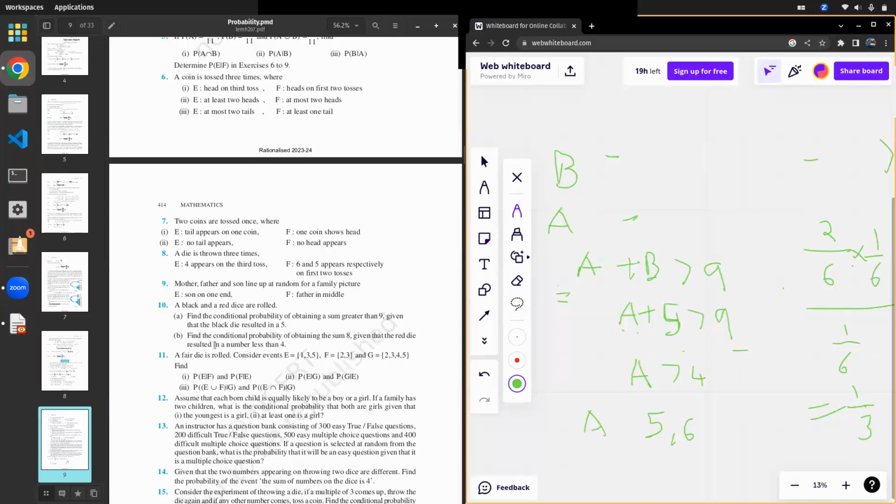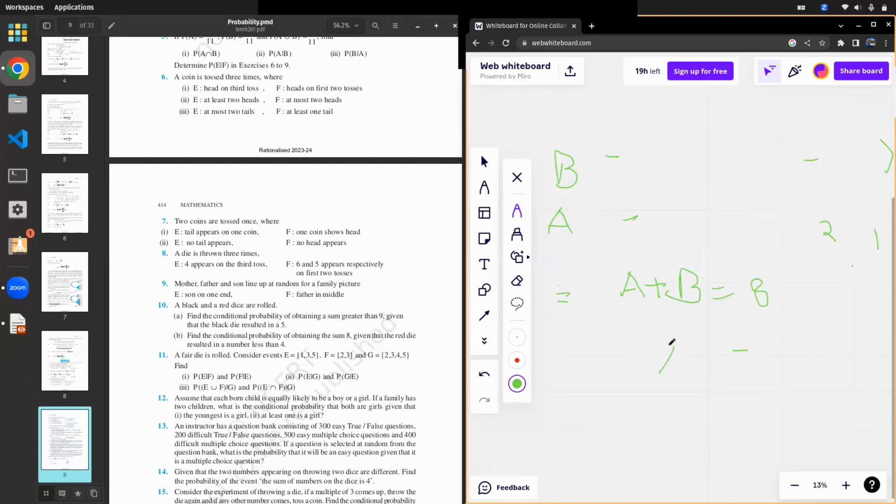And in the second part, it is given that the red die resulted in a number less than 4. Here in this case, we know that A plus B is equal to 8, and A is less than 4. So the probability of A such that it is less than 4 will be 3 by 6, as 1, 2, 3 are less than 4. So the probability of A is 3 by 6.